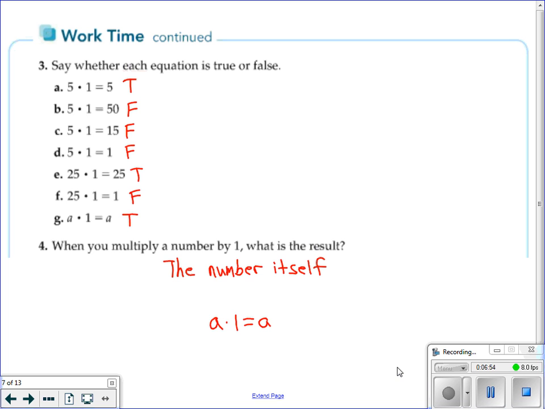All right, so you've seen an example of that with addition, adding 0. Now you've seen an example with multiplication, which is multiplying by 1. They both give you the same number back.